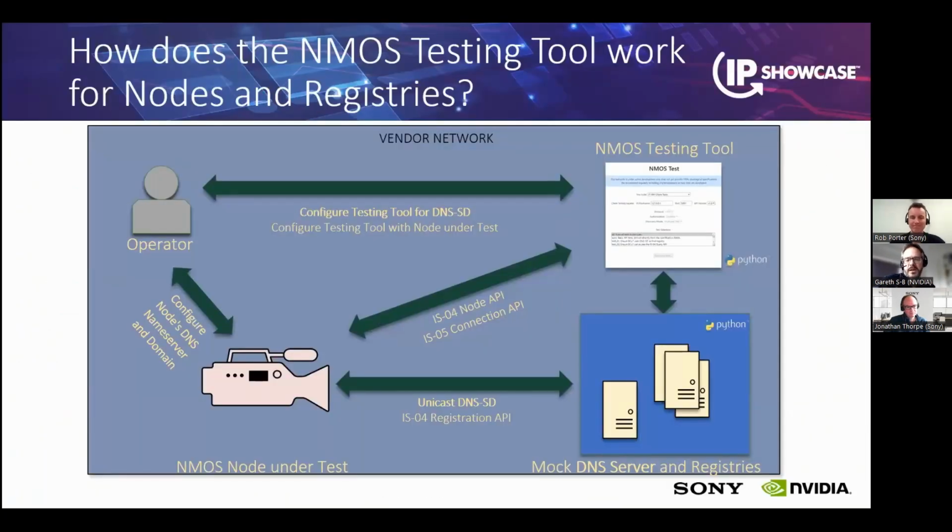In a network media facility, JTNM TR1001 mandates the use of unicast DNS-SD though, and the testing tool allows this to be tested as well. When configured for unicast, the testing tool starts a mock DNS server, as well as the registries, so that it can monitor the node's DNS queries. The operator needs to configure the node to point at the mock DNS server using the testsuite.nmos.tv domain, and everything else then works as before.